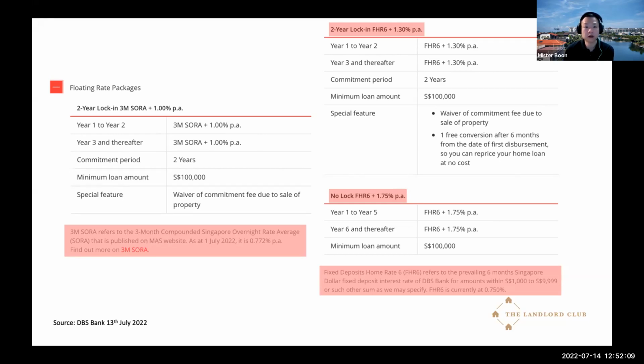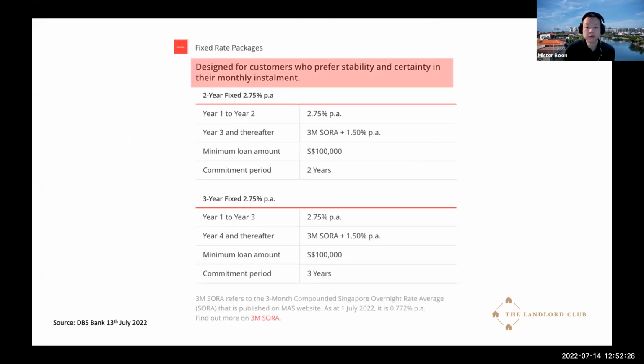You need to know how to read these figures, because it is important for a landlord to know what your cost is and how it affects you. For the 2-year lock-in, they give you a waiver and also a free conversion after 6 months of the first disbursement, so you have some flexibility. The second one is the fixed rate package. All these are examples. I'm not selling for DBS. I just want to show you the most transparent package in town now. All this is shown on their website, where you can plug in and see their figures.